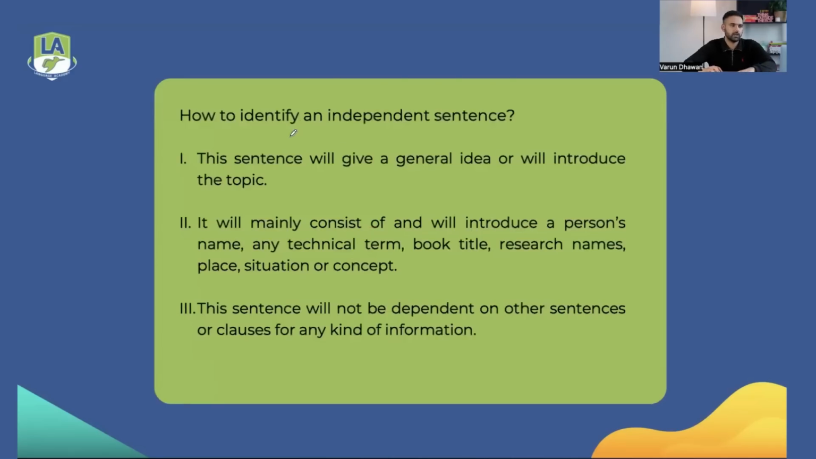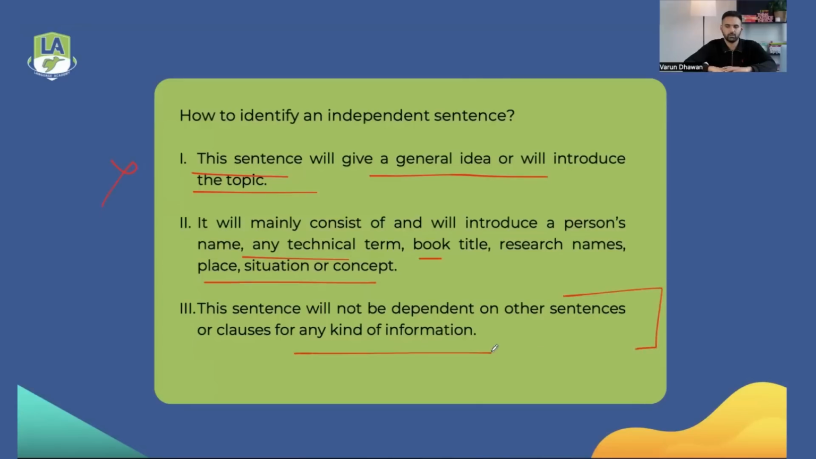How do you identify this sentence? It will give you a general idea of the main topic. It will just introduce it, no details over here. It will mainly introduce a person, any technical term, any book, any research, place, situation, or concept. It will never be dependent on any other sentence for information.